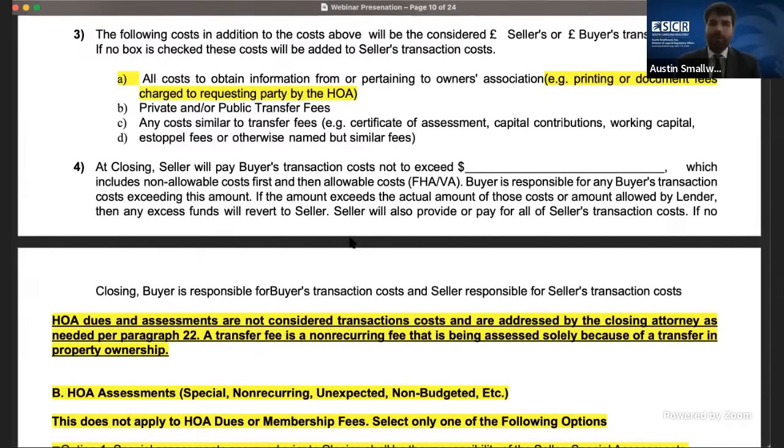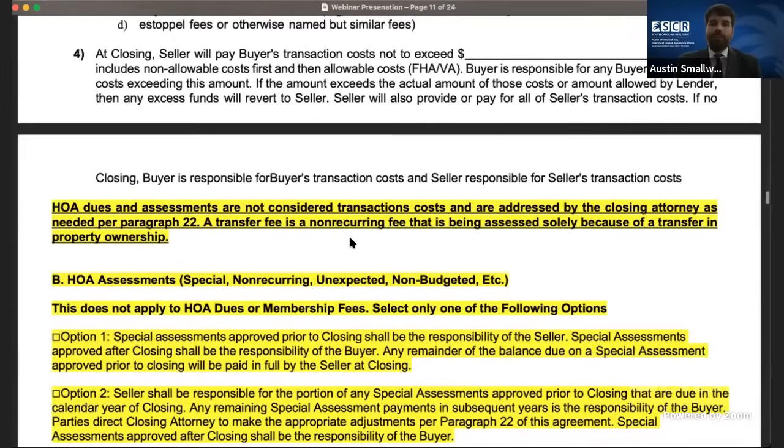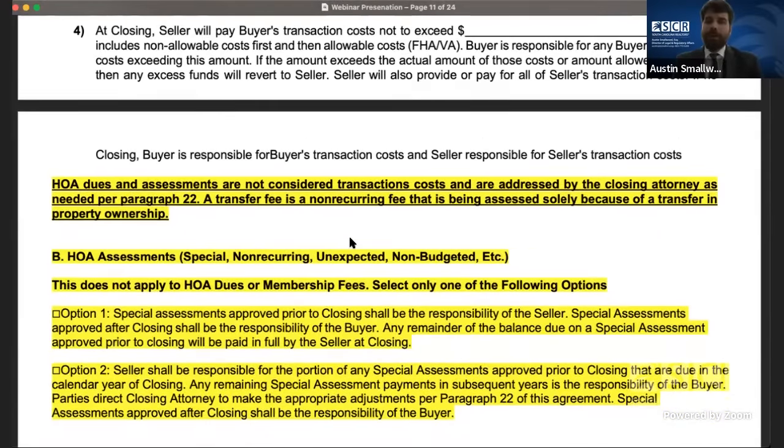B is any public or private transfer fee. If there's a transfer fee associated with a neighborhood HOA, or if you're in a municipality that has a public transfer fee, B would be where that would apply. And then C would be any cost similar to a transfer fee, such as certificate assessment, capital contribution, working capital, estoppel fees, or any other similar fees. Essentially, if you're only being assessed this fee because the property is transferring hands, that would apply under that third option.